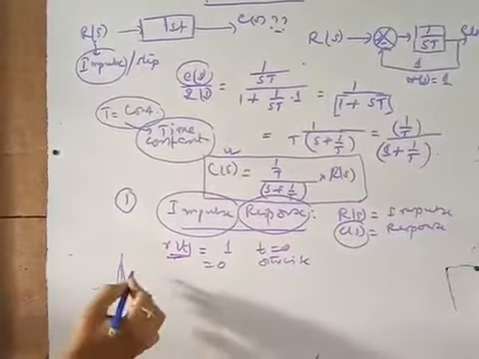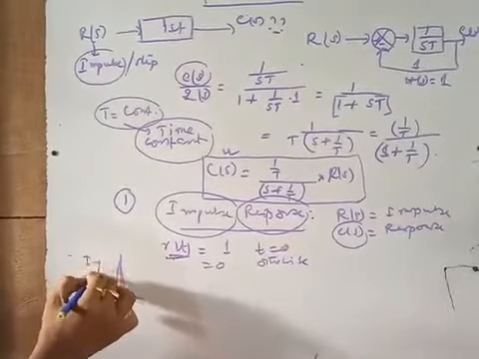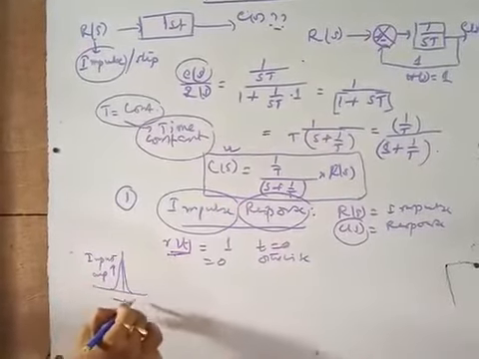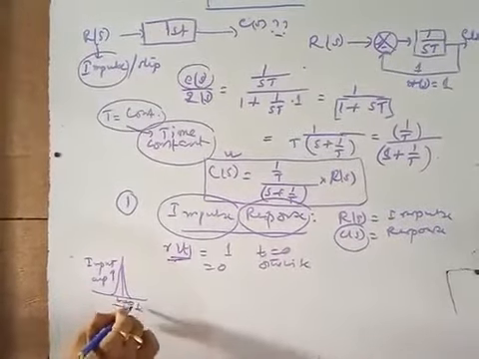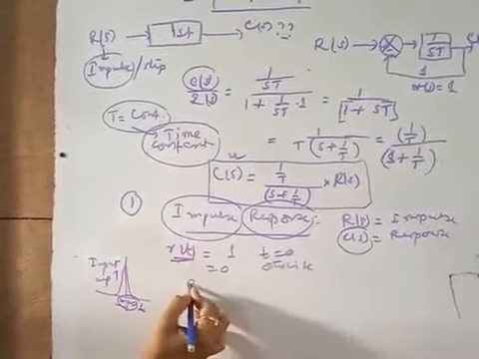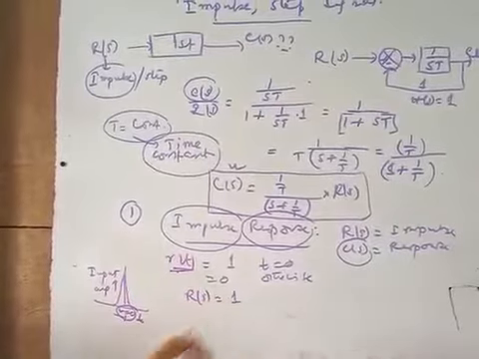You are applying this signal. This is your input. This is your input signal. This is your amplitude. This is time t. This is t equal to 0. Fine. So if this is your r(t), then R(s) is equal to 1.